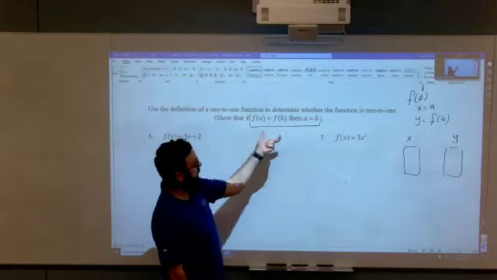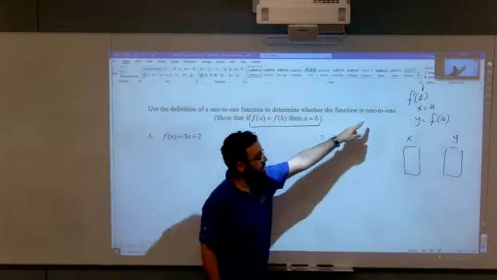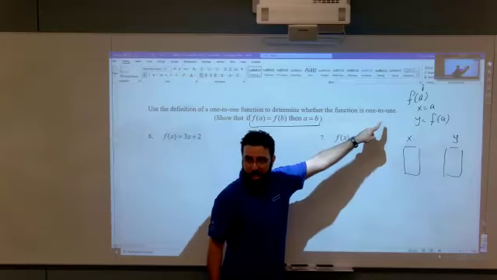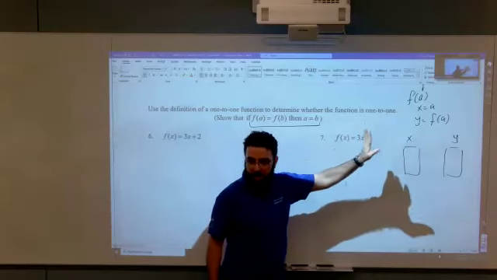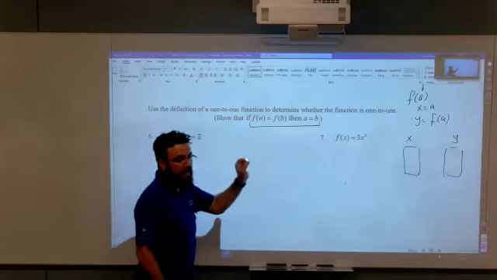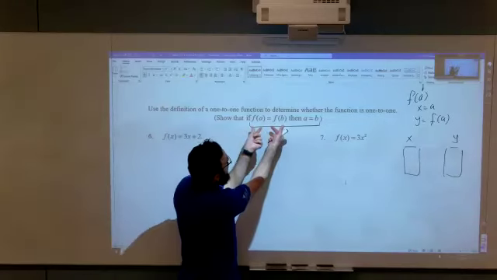Because if this condition is satisfied, what does that mean? The function is 1-to-1. Is that okay? The condition, what does that mean? If I take two values from where?